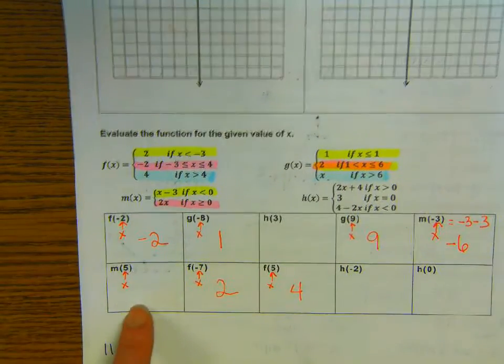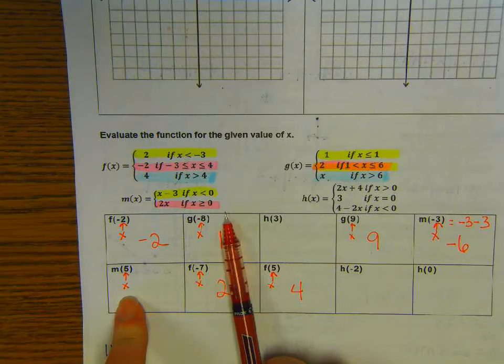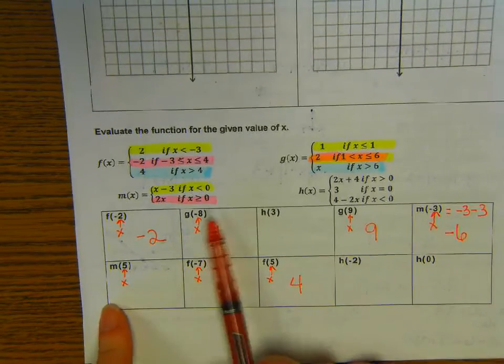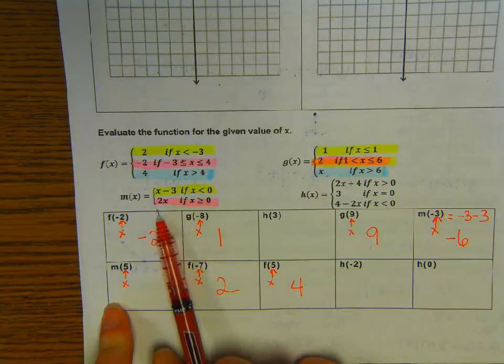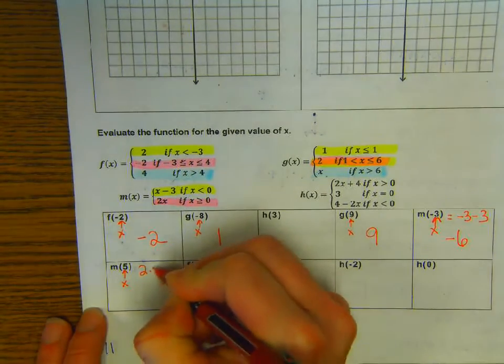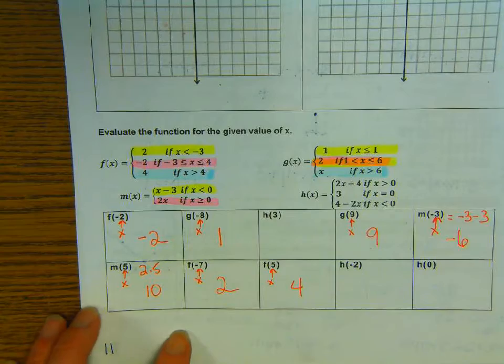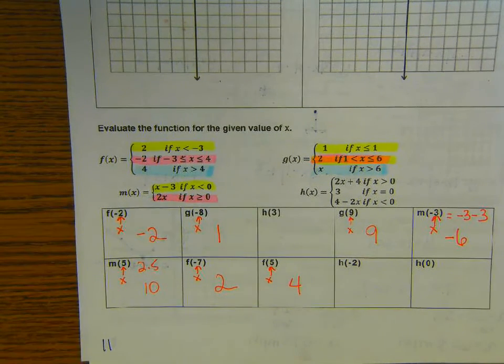All right, so hopefully you chose to use the pink or the bottom piece because x is a number bigger than 0, and m of 5 then is 2 times 5. And so 2 times 5 is 10. Did anybody get that? Yes. Okay. All right, let's do h now.